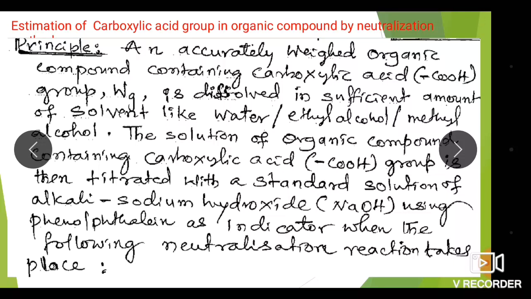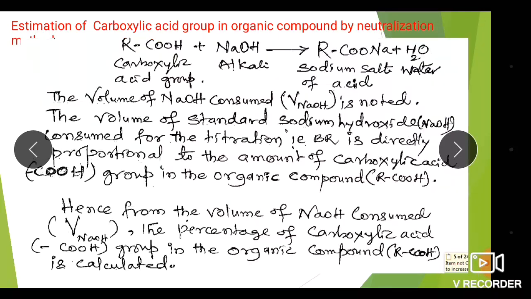The organic compound containing the COOH carboxylic group, W gram, is dissolved in a sufficient amount of solvent like water, ethyl alcohol, or methyl alcohol, and the solution is then titrated with a standard solution of alkali, sodium hydroxide, using phenolphthalein as an indicator, when the following neutralization reaction occurs. That is, RCOOH reacts with NaOH to give the sodium salt of that acid plus water, the salt and water, nothing but a neutralization reaction.